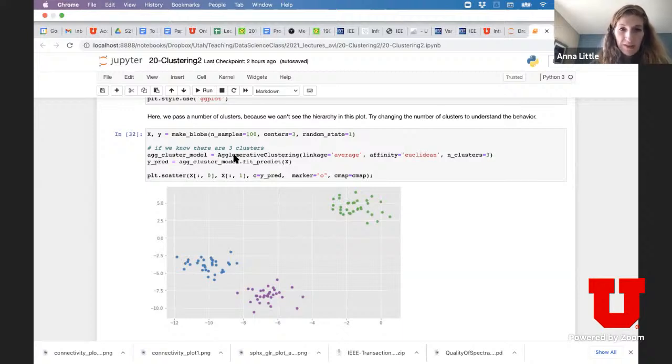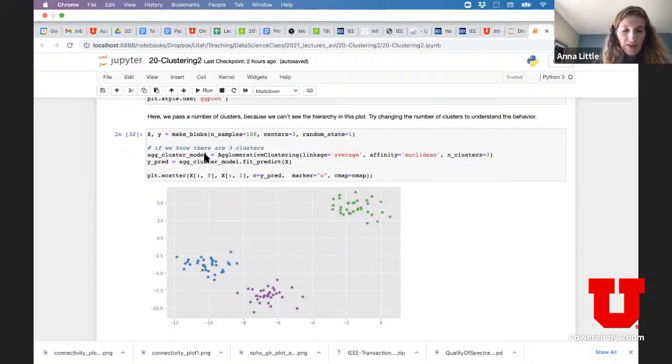So first you will define the model, and you'll define the model by specifying what type of linkage you want to use. Are you using single linkage, average linkage, complete linkage, or ward? I think those are the 4 options you can do with agglomerative clustering. What kind of distance you want to use, whether that's Euclidean or Manhattan, etc., and also how many clusters you want to cluster your data into.